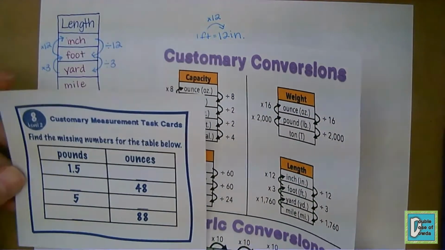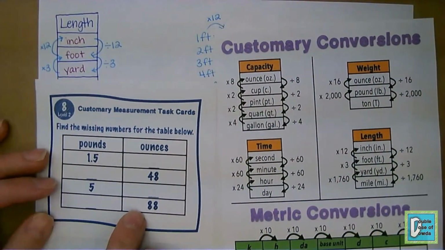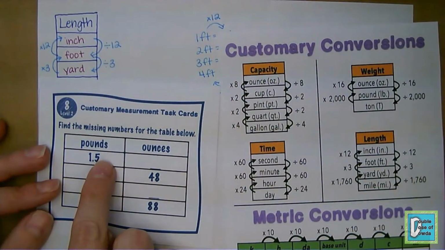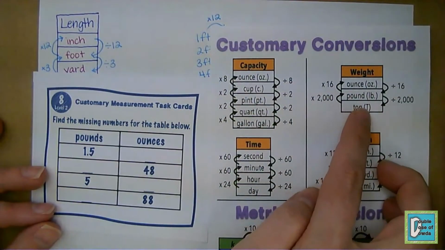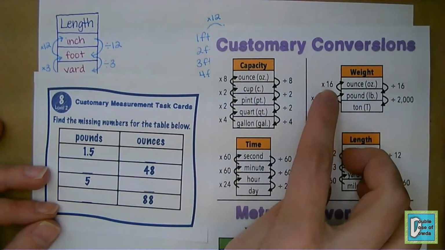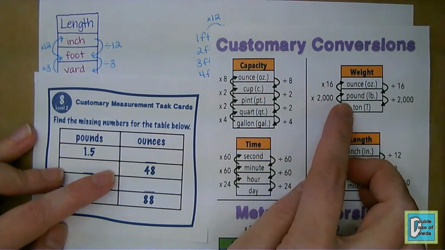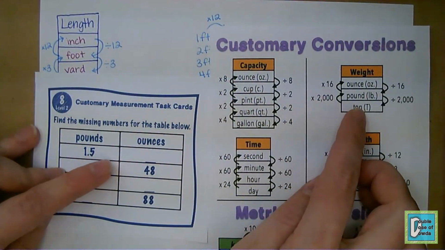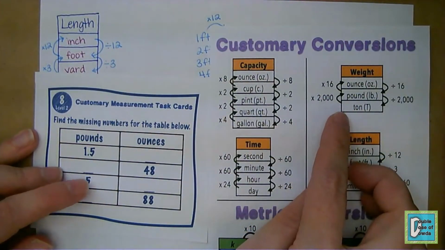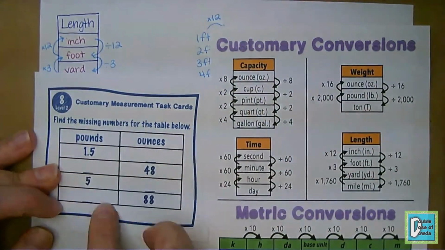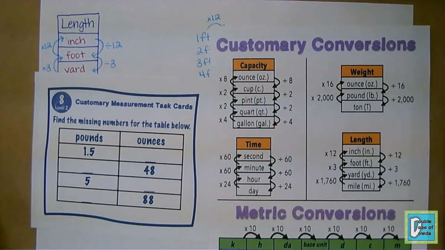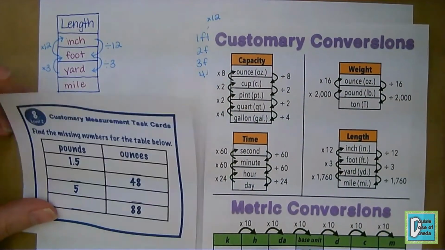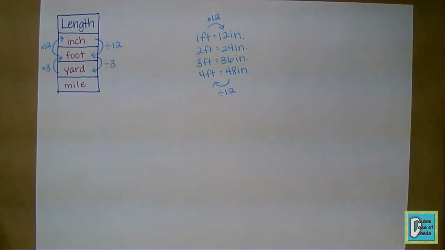For instance, if given a question like this about converting pounds to ounces or ounces to pounds, they should be able to use this table and see what they're going to be multiplying or dividing by. If they're in fifth grade, multiplying and dividing, they're going to know how to use the table to complete charts like this, so with multiplication.